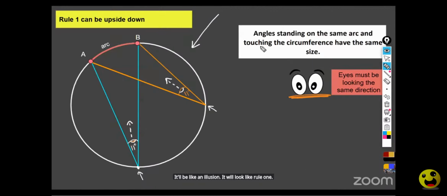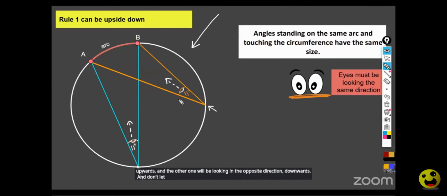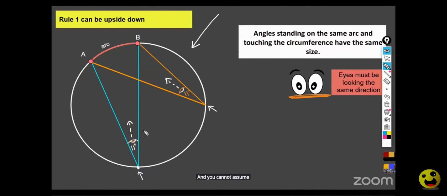But if you look really, really properly, you will realize the eyes are not actually looking in the same direction. Like one eye will be looking upwards and the other one will be looking in the opposite direction, downwards. And don't let the examiner catch you with that. If the eyes are not looking in the same direction, it's not rule 1. And you cannot assume both angles are the same.